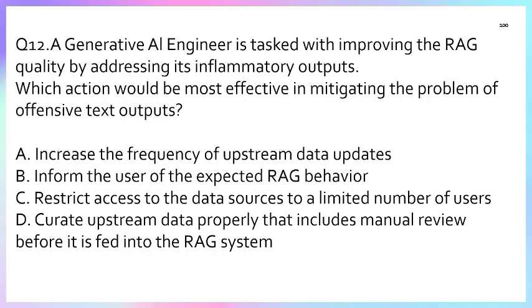Curate upstream data properly, which includes manual review before it is fed into the RAG system. And now, why is option D correct? I'm coming to the point.